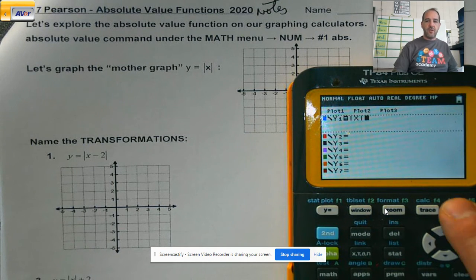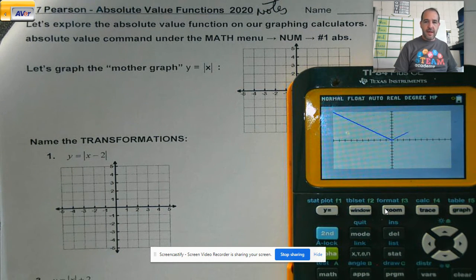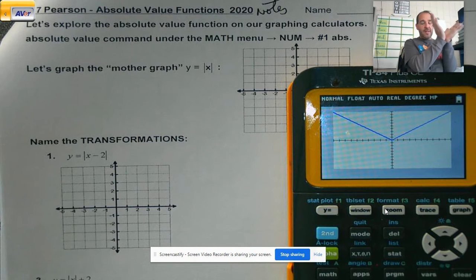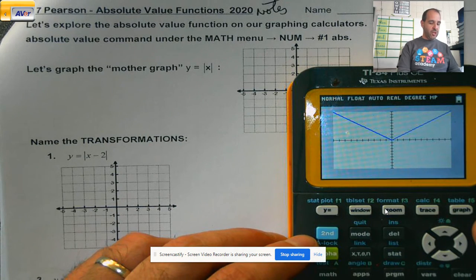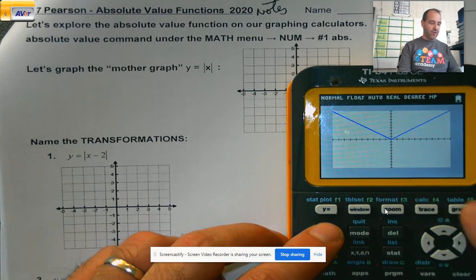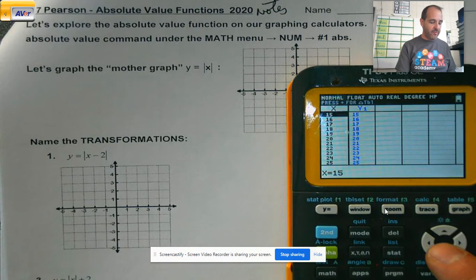Let's take a look at the graph first. We get the V shape going. That's always going to be true with your absolute value graphs. It's never going to be just a line, then it wouldn't be absolute value. Absolute value will get both. So let's see, besides just sketching it, what the numbers look like. We're going to hit second, graph. That will always give us the table for these.